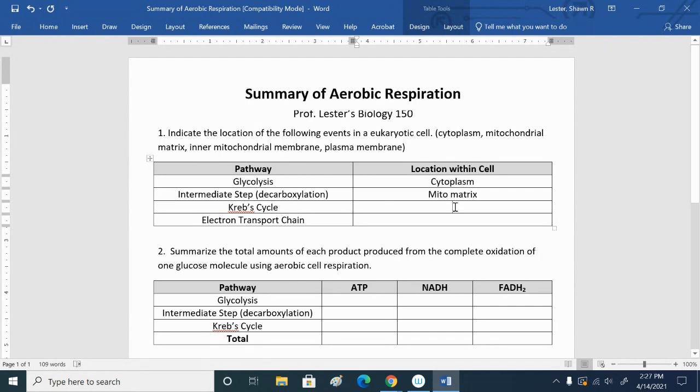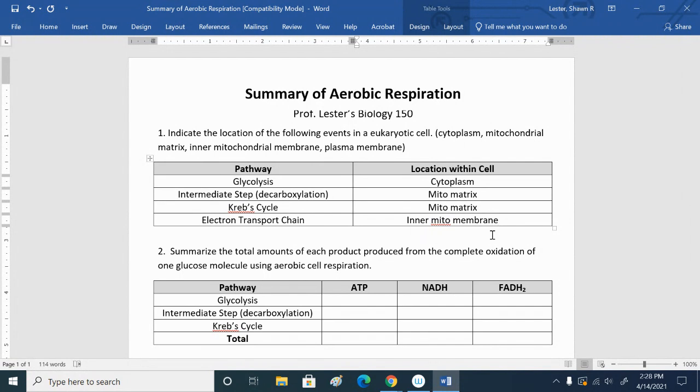What about the Krebs cycle? Also in the matrix. Yep. The electron transport chain? The inner mitochondrial membrane. Yep. Again, we are talking about a eukaryotic cell here, right?